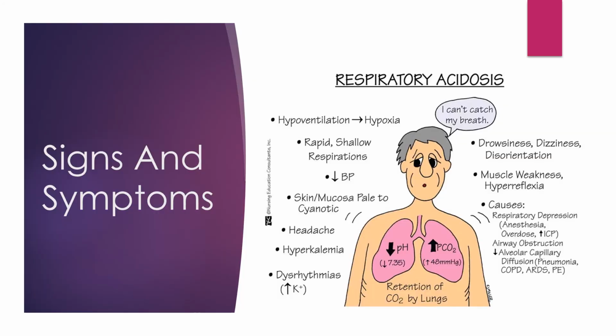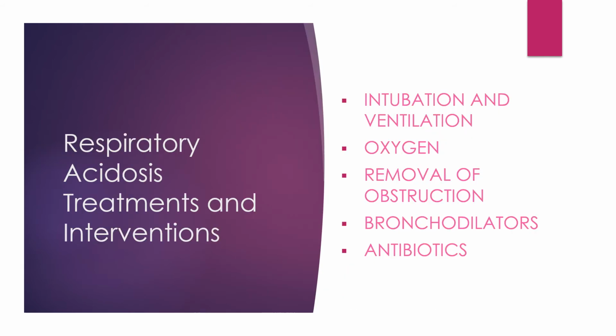Signs and symptoms: hypoventilation, and they will then eventually have hypoxia. So the key thing here is shallow. Someone kind of challenged the rapid, but the key word is shallow respirations. You're going to have possible decreased blood pressure, cyanotic skin, headache. You'll have hyperkalemia. You're going to have dysrhythmias related to the hyperkalemia, drowsiness, dizziness, disorientation, muscle weakness. And then what are we going to do about it?